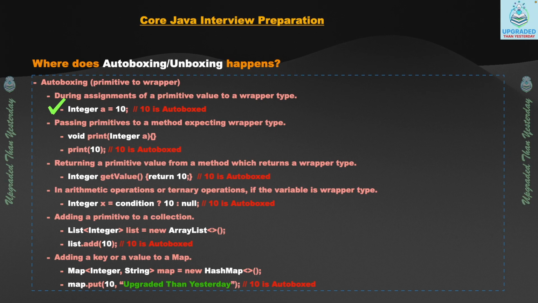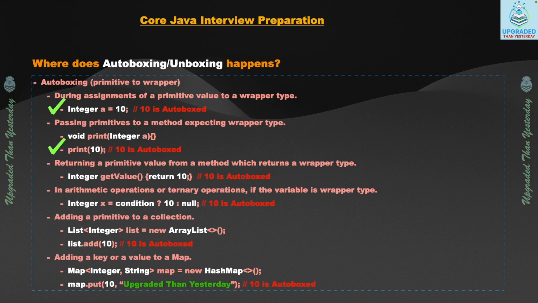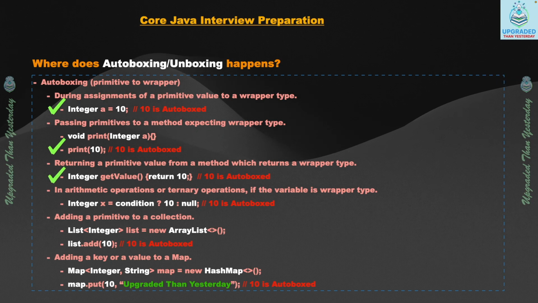Autoboxing happens during passing a primitive to a method which is expecting a wrapper type. For example, look at the code. Although the method print accepts wrapper Integer type, it is allowed to call this method by passing a primitive value. Here the primitive value will get autoboxed internally. Autoboxing happens during returning a primitive value from a method which returns a wrapper type. For example, the get method is supposed to return a wrapper type Integer, but it is returning a primitive value 10. This primitive value 10 is autoboxed internally.